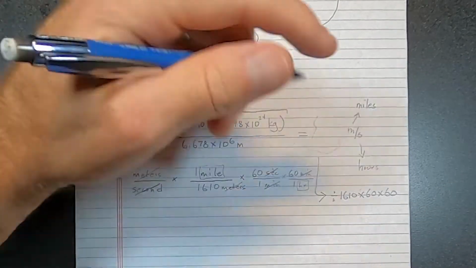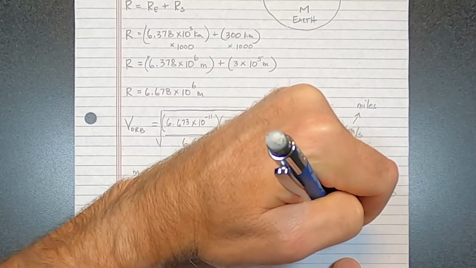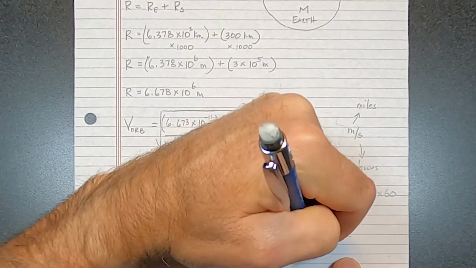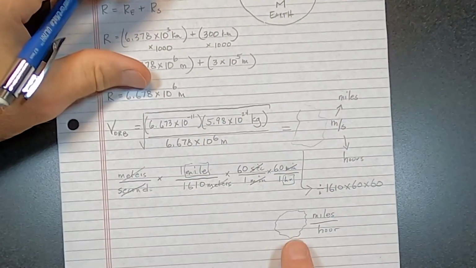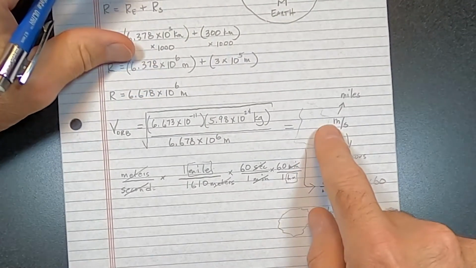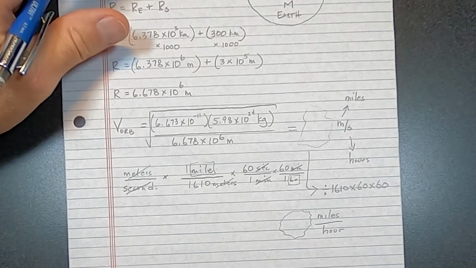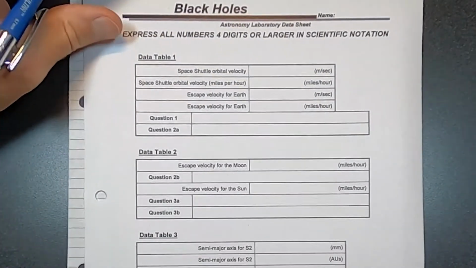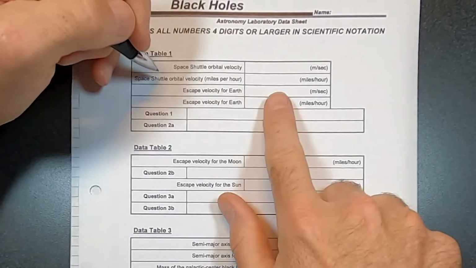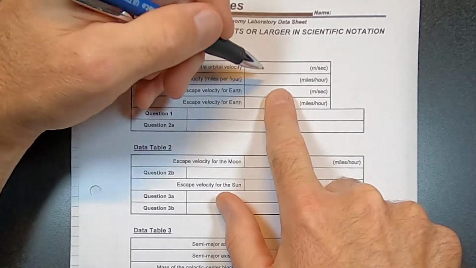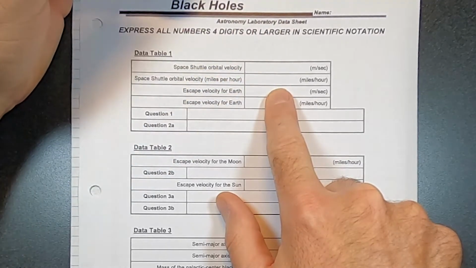That answer will be in miles per hour. And let's put a squiggly because you get to do the math on that. So this is this answer converted into miles per hour. And remember that we want you to write that in this box here. Okay, so this is where you write this answer converted into miles per hour.